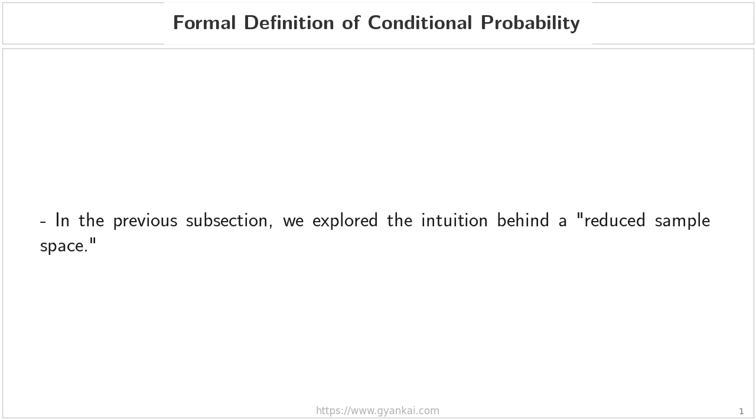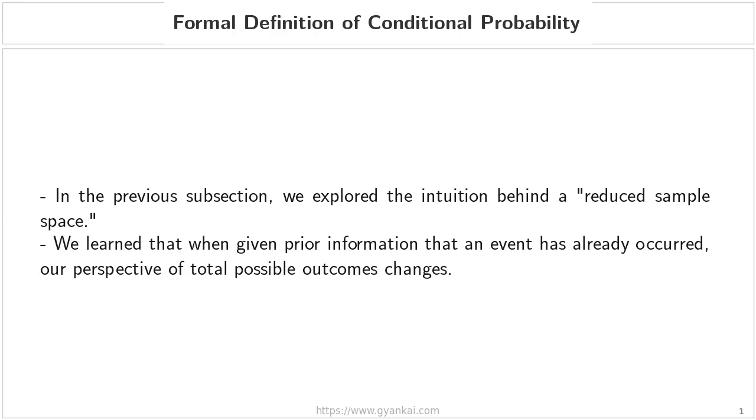Welcome, everyone. Before we dive into the new material, let's take a moment to reflect on what we have already covered. In our previous lesson, we explored the intuitive concept of a reduced sample space. We discussed how, when we receive new information, specifically, when we are told that a certain event has already taken place, our entire perspective of the total possible outcomes shifts. We are no longer looking at the original, broad universe of possibilities, but rather a smaller, more specific subset.